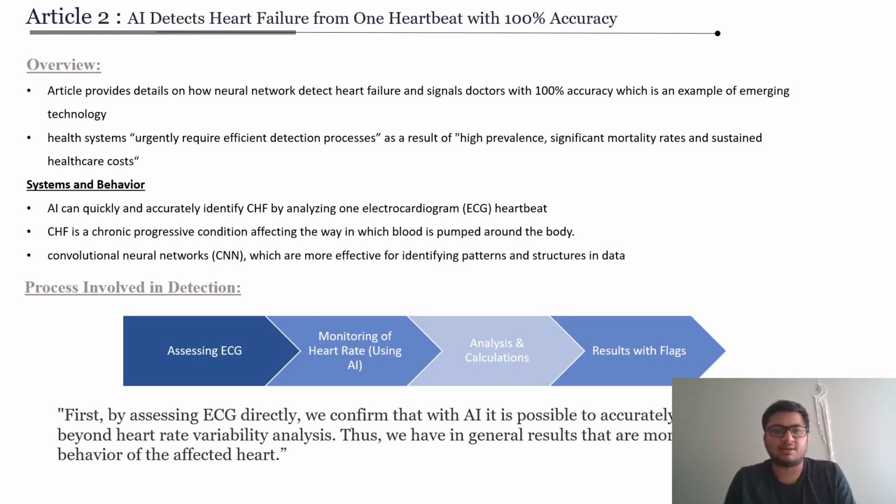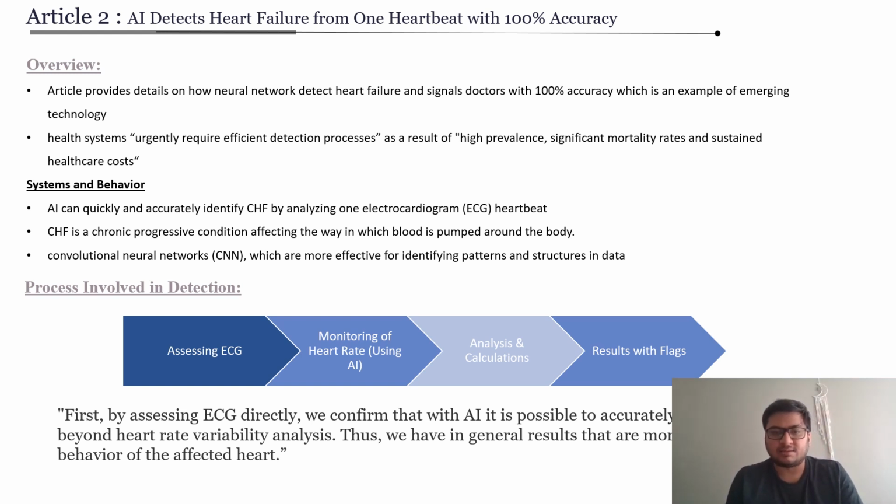Moving on to the next article, which is AI detects heart failure from one heartbeat with 100% accuracy. This is a latest trend in technology with the help of artificial intelligence. I'll first walk you through the overview of the article, that is how neural networks are being used in the healthcare industry for tracking the 100% accuracy of the patient's heart.